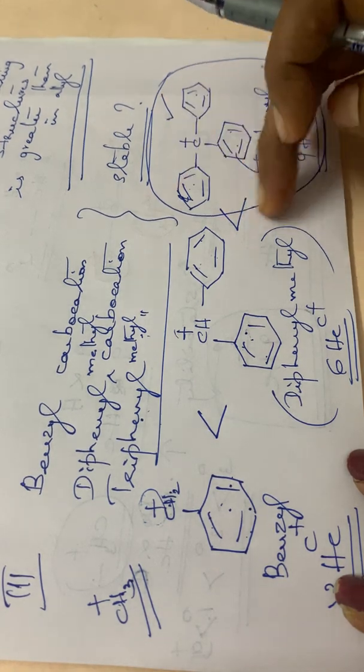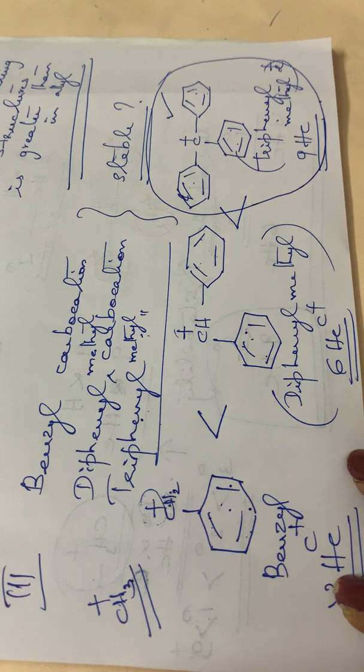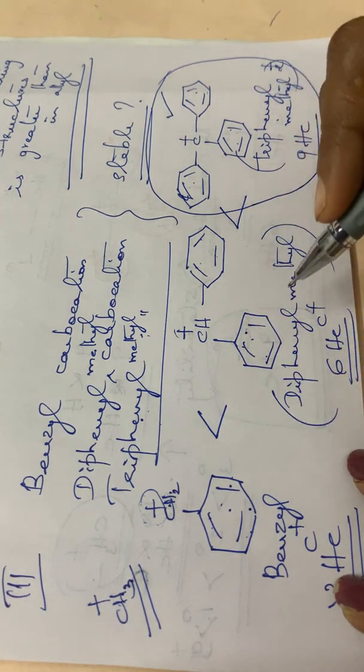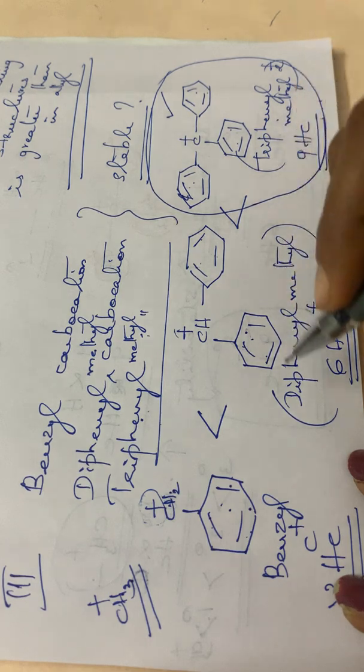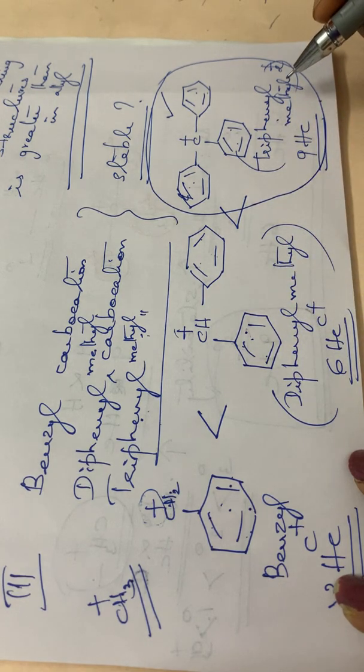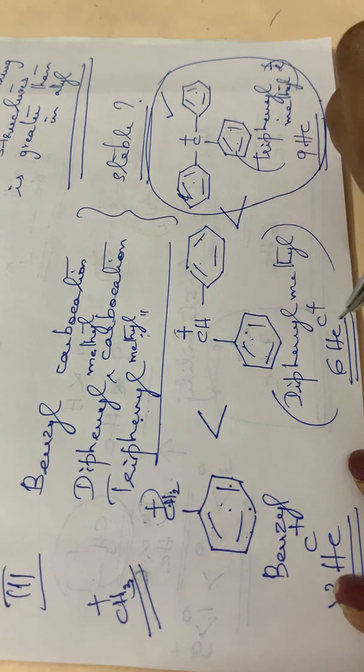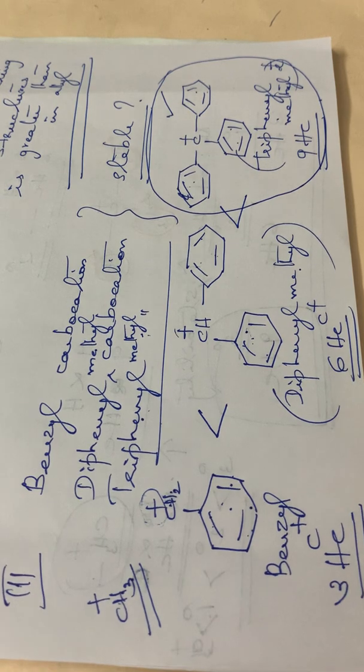So in that way also, this triphenyl methyl carbocation will be more stable. In your textbook, the stability is represented in terms of the hyperconjugative structures. So here you have to count the number of double bonds present, and thereby you can write the hyperconjugative structures. Okay, hope you are clear.